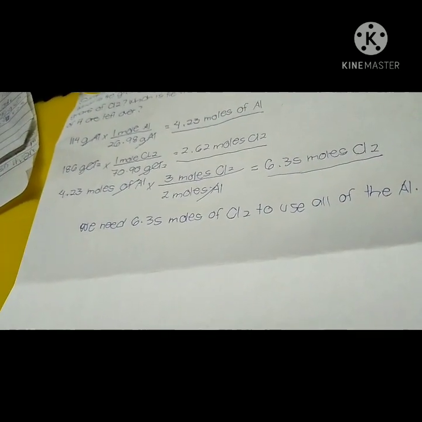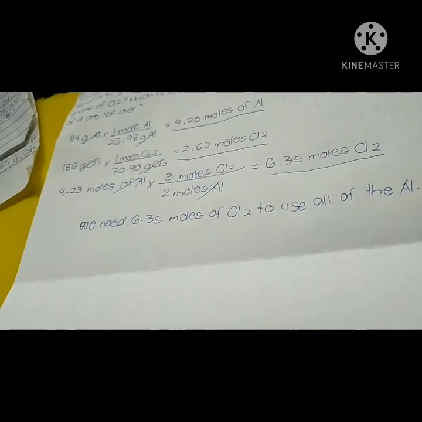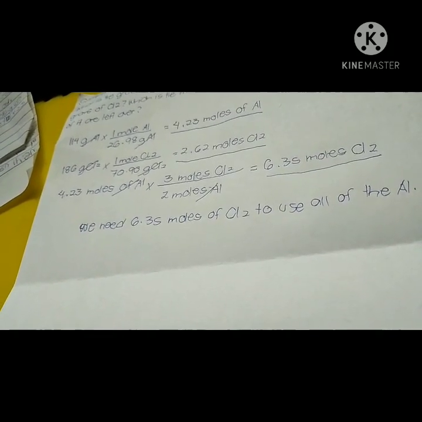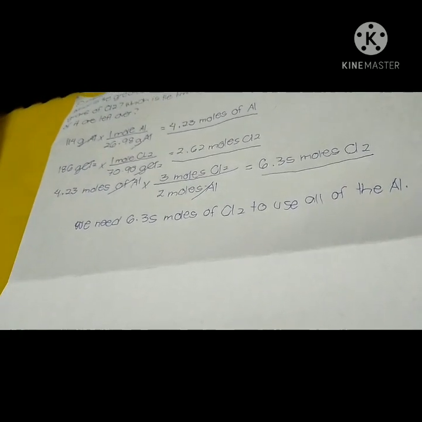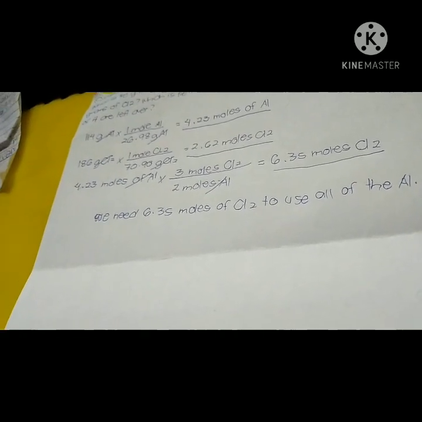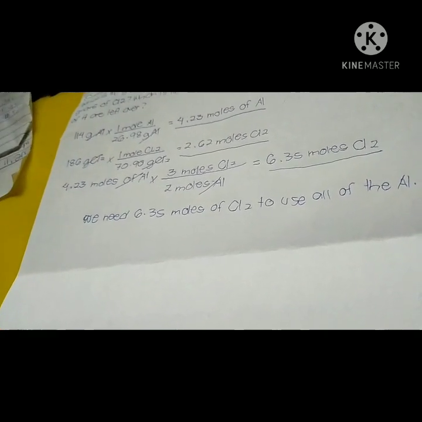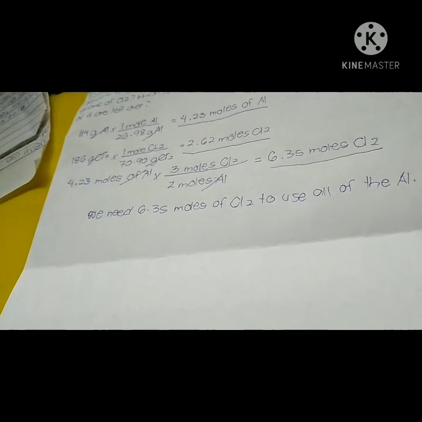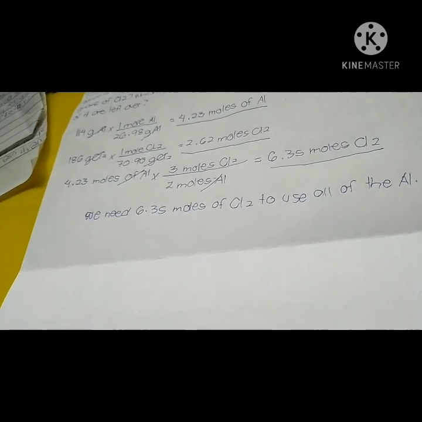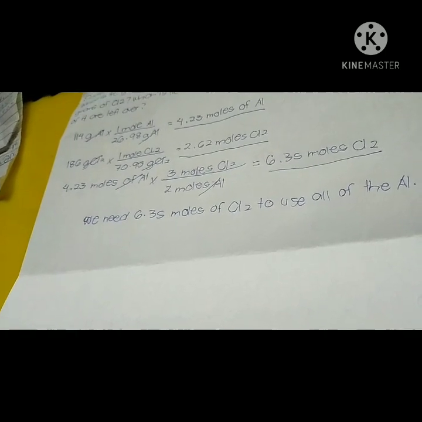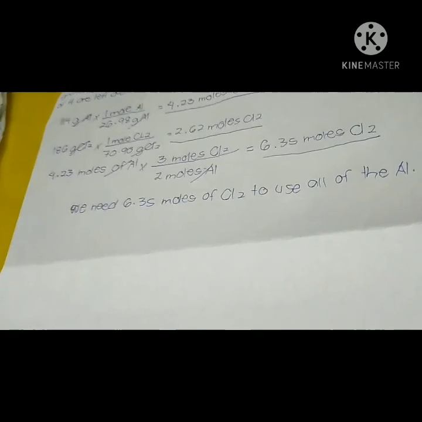Okay, so what is this actually telling us? It is telling us that in order to use all of the aluminum, all of the 4.23 moles of it, we need 6.35 moles of Cl2.